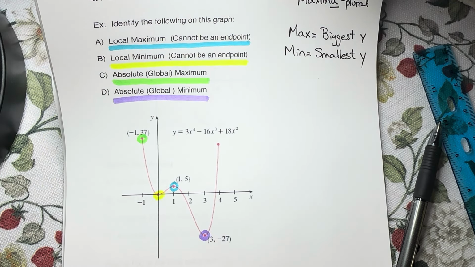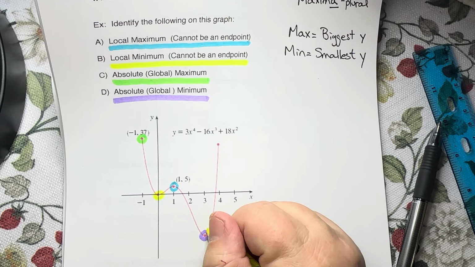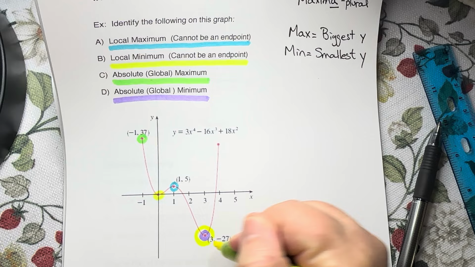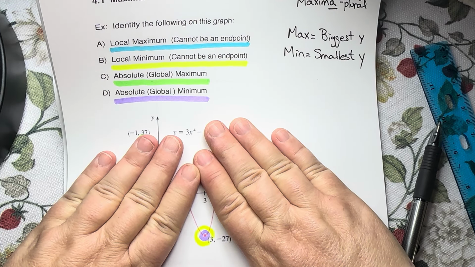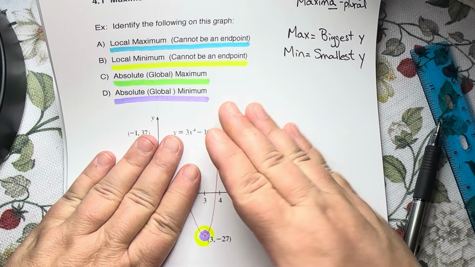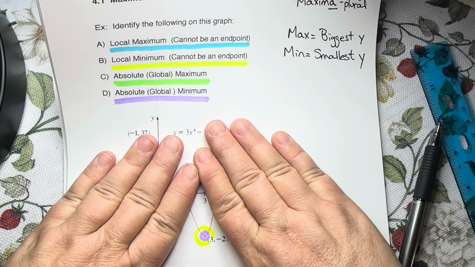Are there any other local mins? And the interesting thing is, yeah, there is. The global min is actually a local min, right? Because if we ignore everything else, that's the smallest point. That's the lowest point in that neighborhood.